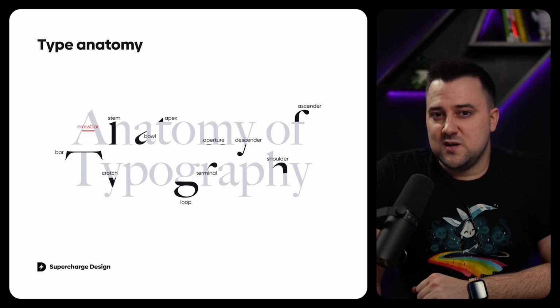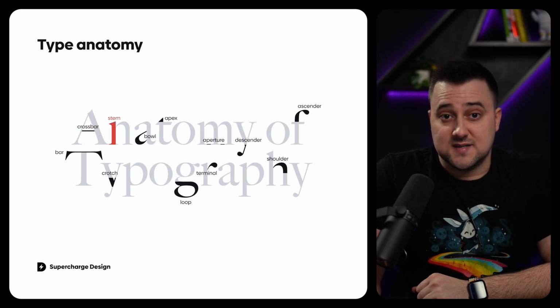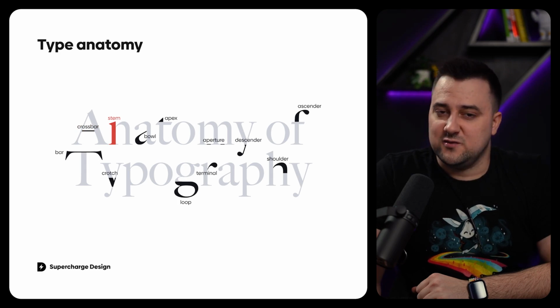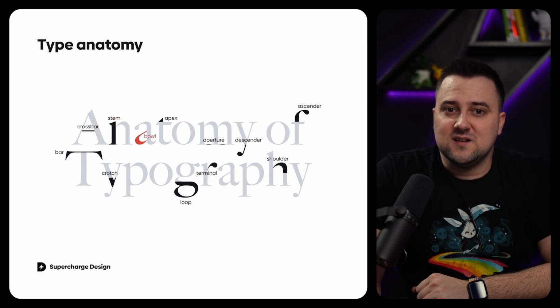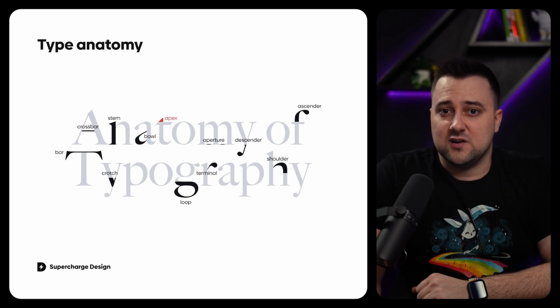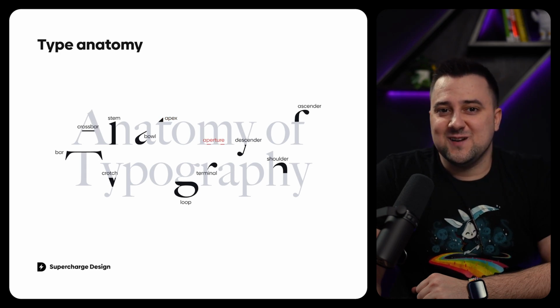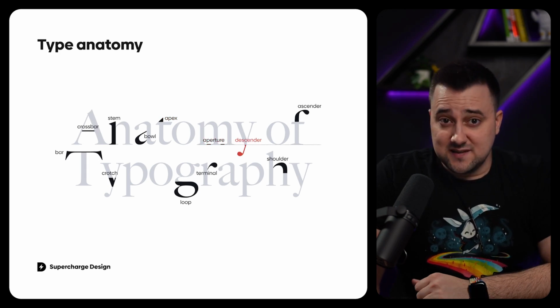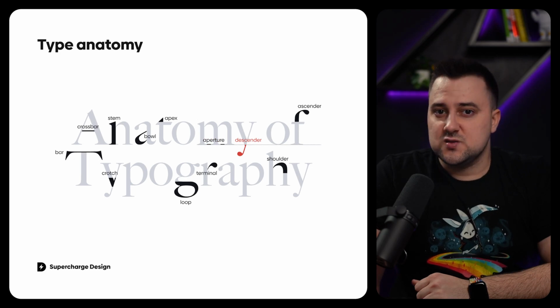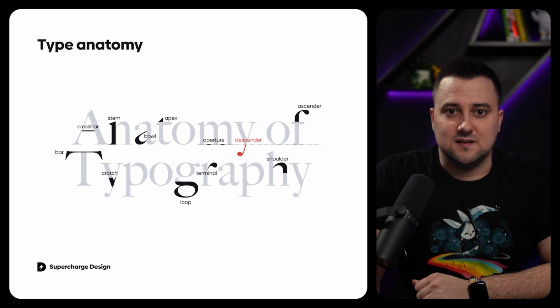Crossbars connect two separate lines in a capital letter. A stem is a primary stroke in a letter form. Bowl is a curved closed stroke. Apex is a point at the top of a character where two strokes meet. An aperture is an area partially enclosed by a letter form. Descender is a downward vertical stroke that extends below the baseline, the line on which most characters sit.